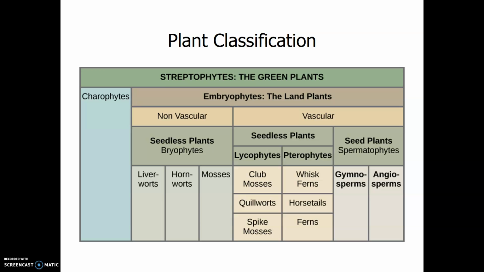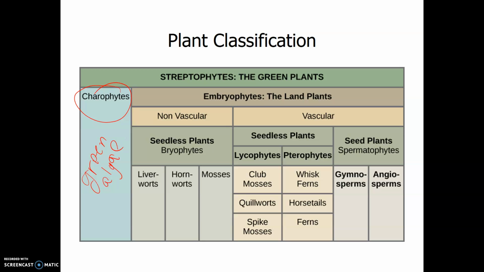Okay, as far as plant classification, the plants are classified in the supergroup Archaeoplastida. They're classified in with the green algae and the red algae. The land plants are classified in the Archaeoplastida, and then the charophytes are the green algae that are most closely related to land plants.